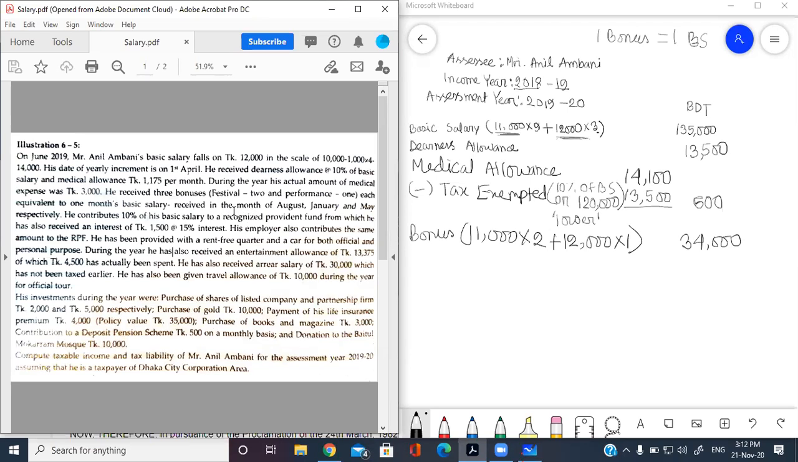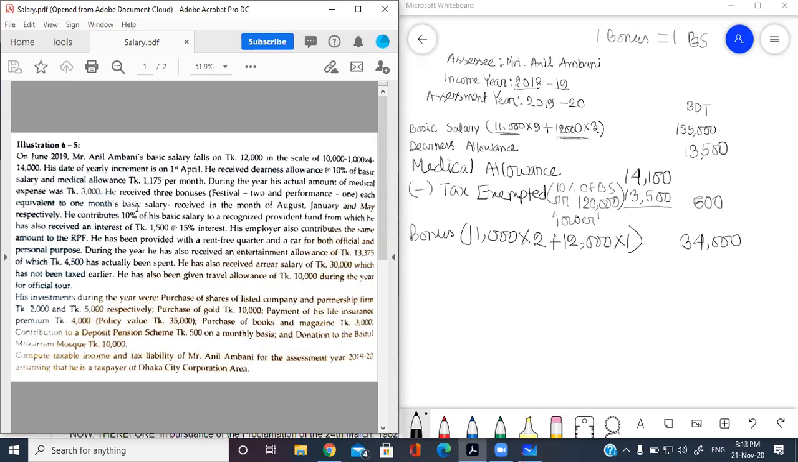In a recognized provident fund, whether the information is given or not given, you need to immediately recognize that in a recognized provident fund, in a contributory provident fund, in an unrecognized provident fund, both employer and employee contribute equally.